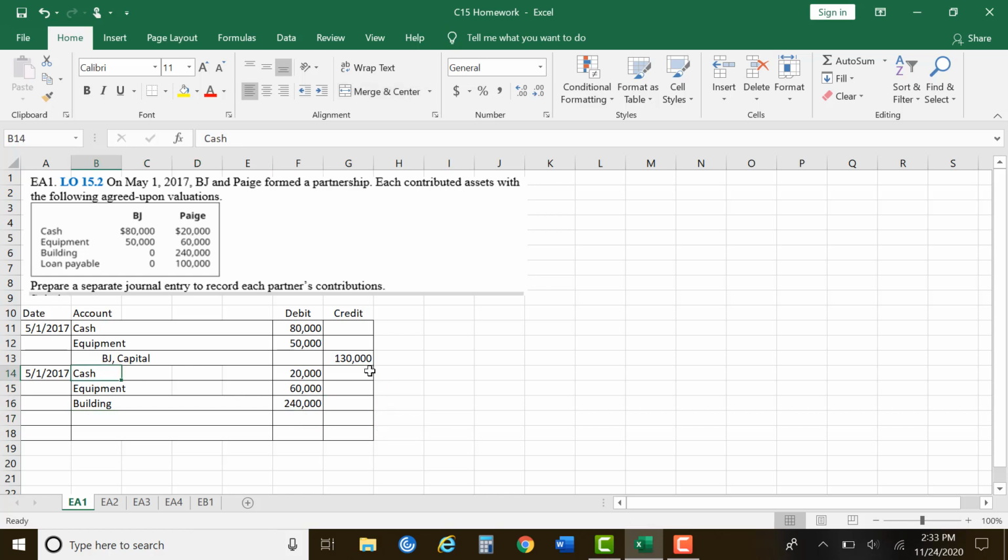Okay, so she contributed cash of $20,000, equipment of $60,000, a building of $240,000. She apparently had a loan on that building, so she's also contributing a loan payable of $100,000. And then her capital is going to be these three things, which is $320,000 minus the loan payable of $100,000. So here's all my assets of $320,000 minus the $100,000 I still owe on it. So her capital balance is going to be Paige capital $220,000.